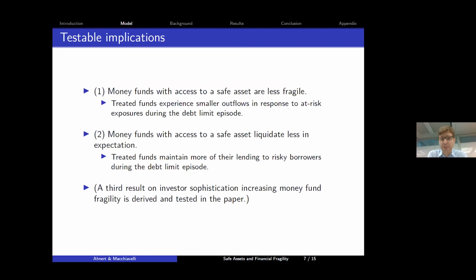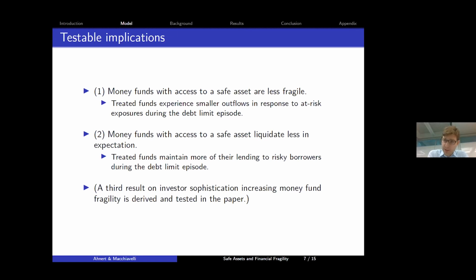So treated funds experience smaller outflows in response to at-risk exposures because they have lower costs of liquidation, and intuitively the degree of strategic complementarity is mitigated by having access to a safe asset. Second, money funds that have access to a safe asset liquidate less than expected, so they're able to lend more to the real economy in expectation.